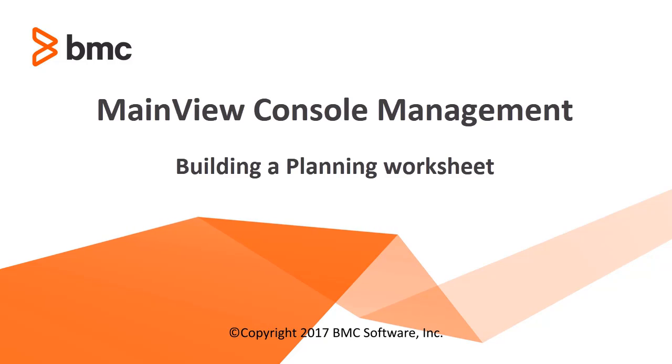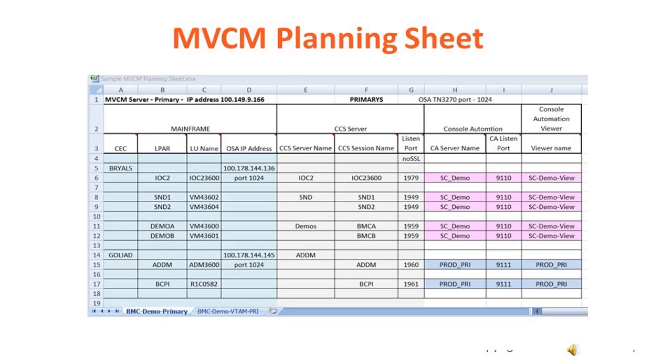In this session, we'll focus on MainView Console Management and how to compile your pre-install information into a planning sheet. We found it very useful to have a plan before embarking on a POC or install. By using the pre-install planning sheet, you can be sure to have all the various IP addresses, port information, and session names collected ahead of time. Also, you can use this time to come up with a plan for building CCS and CA servers with logical names and sessions.